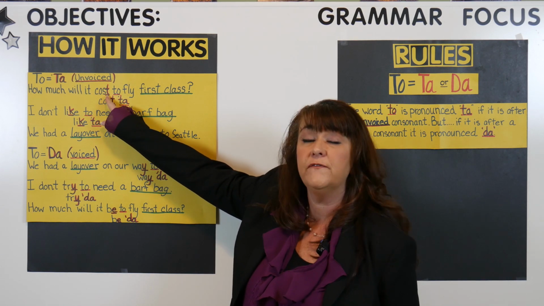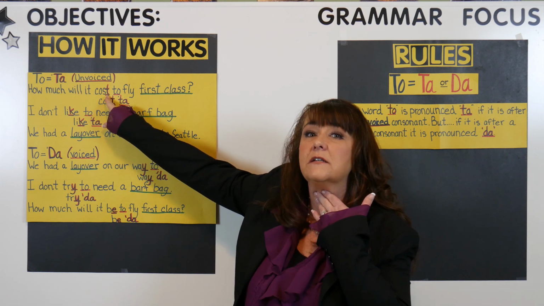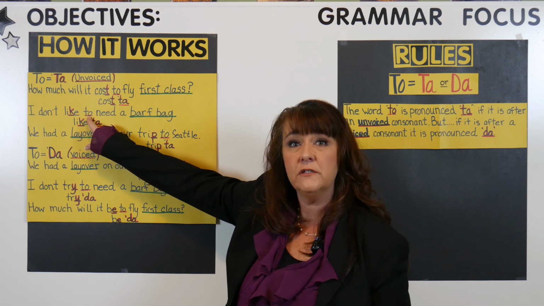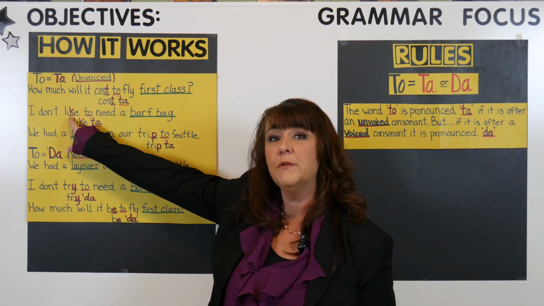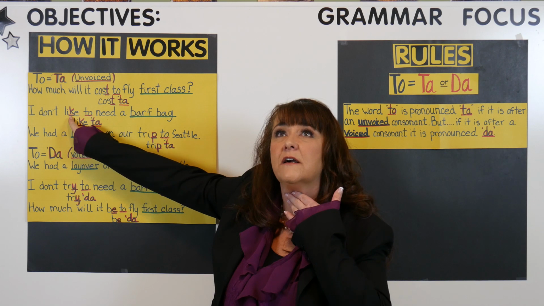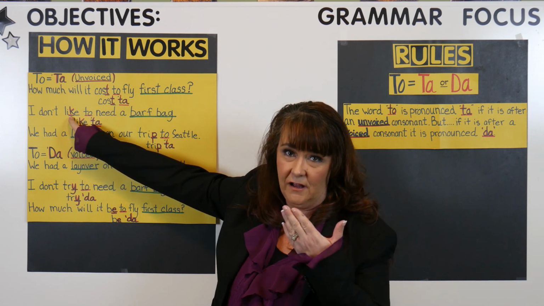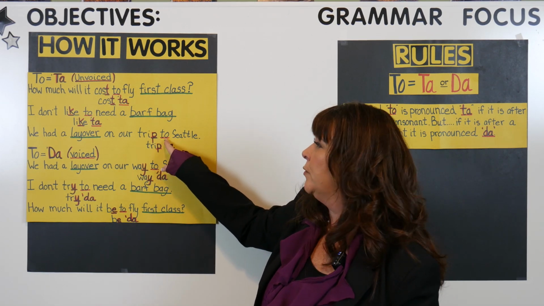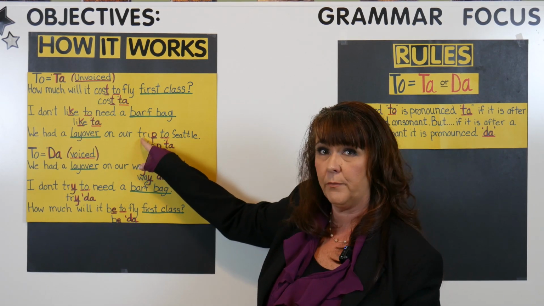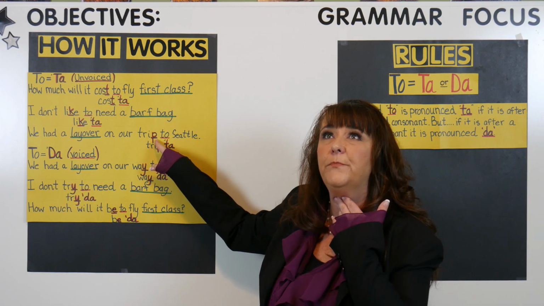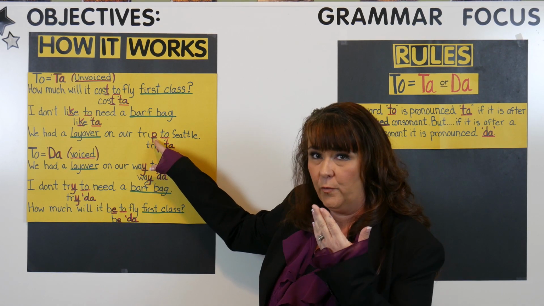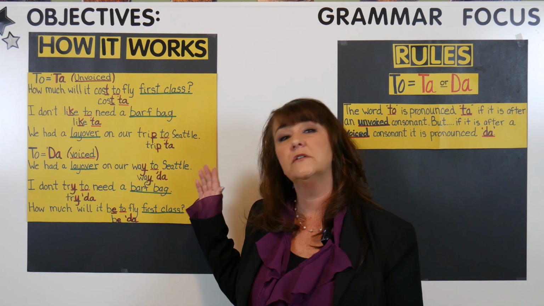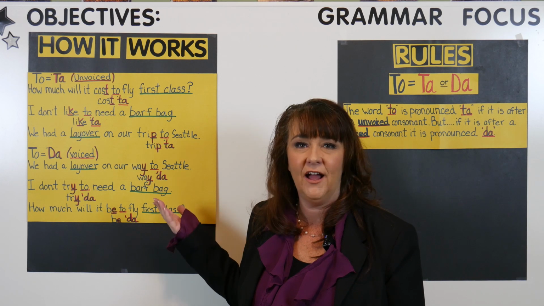The consonant before it is a T. T, t, unvoiced. Here's the word to. The consonant before it is the sound k, k, k, unvoiced. In the last sentence, the word before to is trip, and the sound is p, p, p, which is unvoiced. So for all of these sentences, the word to is going to change to t.